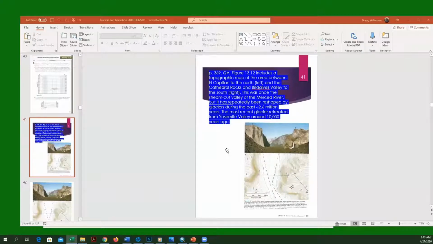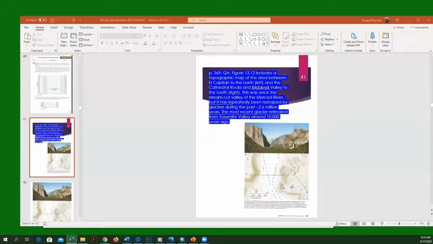So here's El Capitan, the falls here, Bridalveil Falls, and this is the little map on the back on 350 that we use. So 350 is what we're going to use to make this cross section.